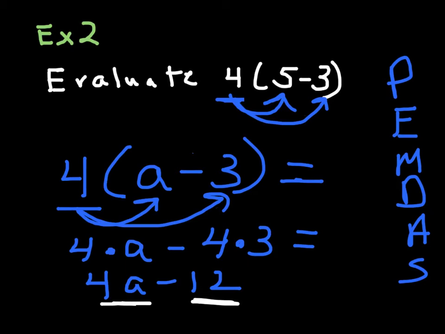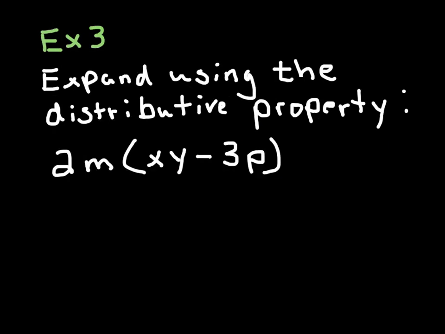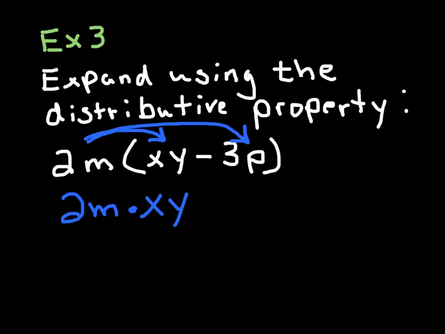Now let's take a look at this example 3. Now in example 3 it says expand using the distributive property. Alright, so let's do that. Now I'm going to take what's outside the parentheses and I'm going to take it times this, and then I'm going to take it times this. So I'm going to write 2m times the xy. So take what's outside times what's inside first. This is just one term or one value there. Minus, then take 2m times the 3p.